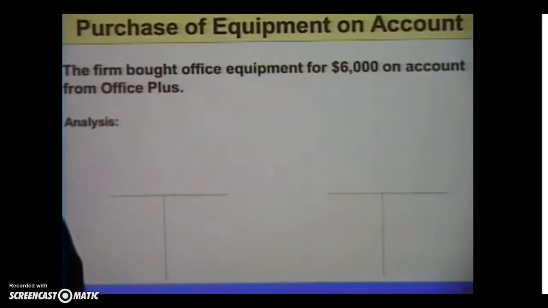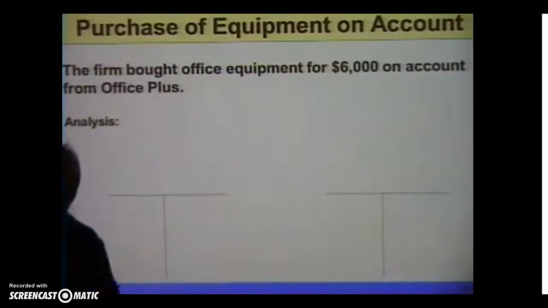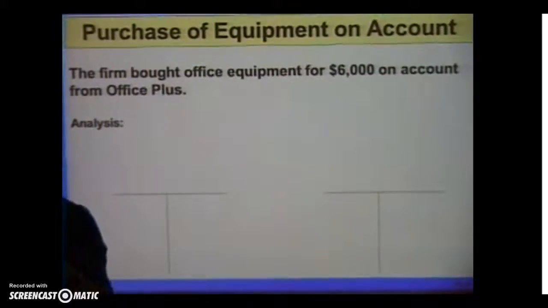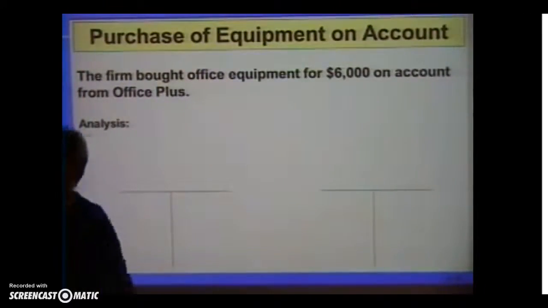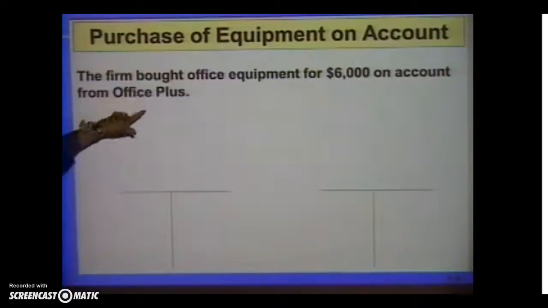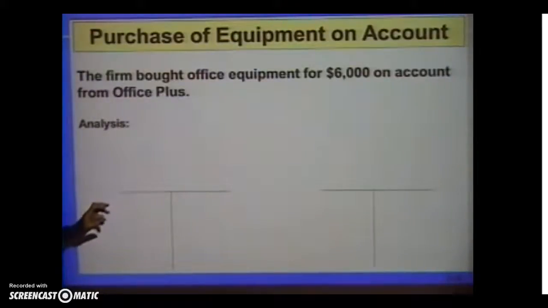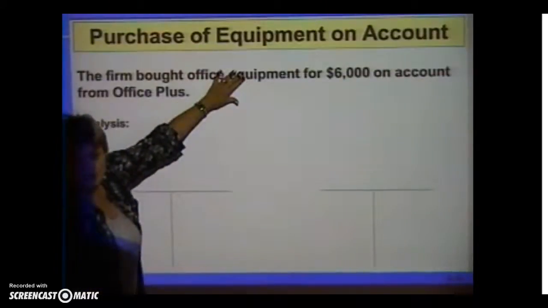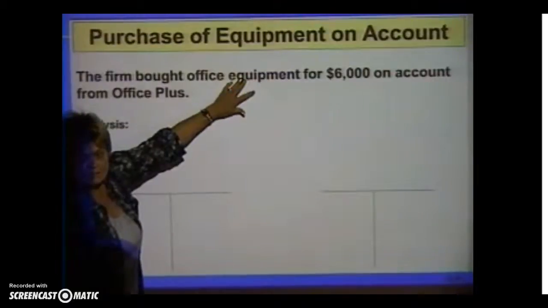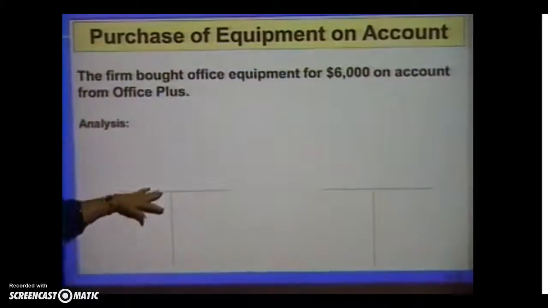What if we buy some equipment only we don't pay cash? We promise to pay it later, which is usually within 30 days. So, we won't talk about debit credit here in a minute. So the firm bought equipment for $6,000. When it says on account, that means they didn't pay cash. So what accounts are affected? Okay, equipment, and what kind of account is equipment? It's an asset. All right?